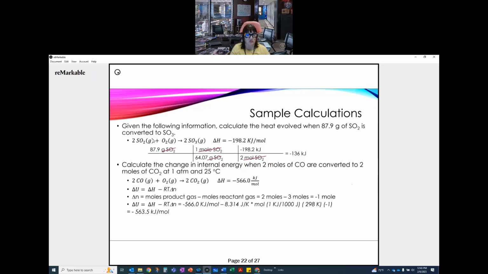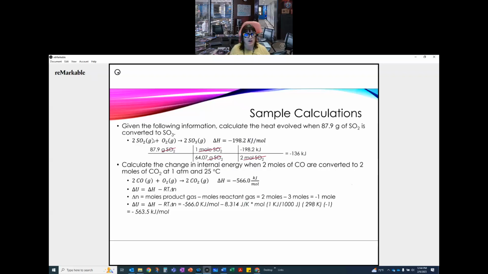So some sample calculations. Given some things that we have talked about, what can we do? Given the following information, calculate the heat evolved when 87.9 grams of SO2 is converted to SO3. If I look at this reaction, 2SO2 plus O2 gas goes to 2SO3 gas. Delta H for that is negative 198.2 kilojoules per mole. So it's exothermic. We're giving off energy when this process happens. This amount that we have is for the formation of 2 moles of SO3.